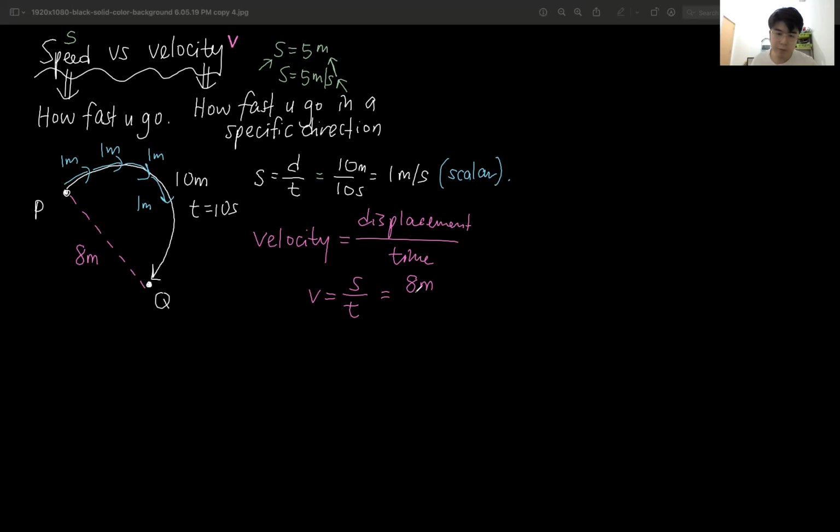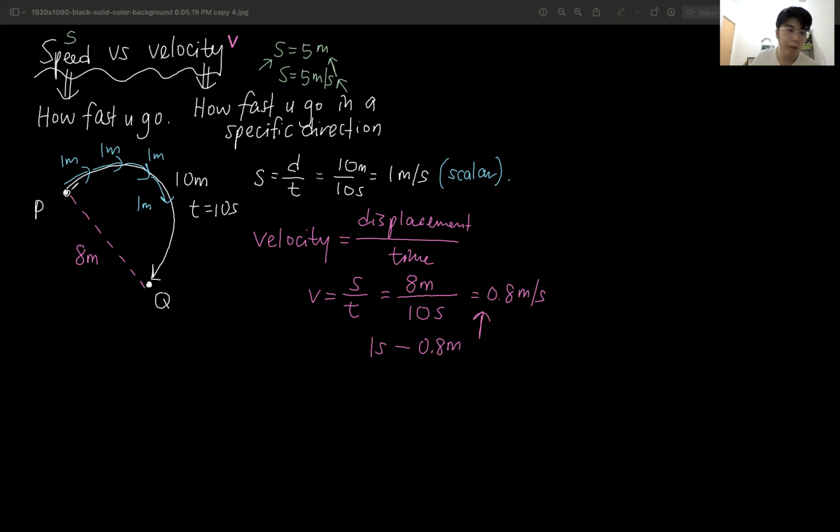Okay, I don't need to write it because I'm doing the calculation here. So 8 meter divided by the same time, right? The same time, T is 10 seconds. So 8 meter divided by 10 second equals 0.8 meter per second. Okay, let's see. What does this tell us? Every 1 second, it moves 0.8 meter.